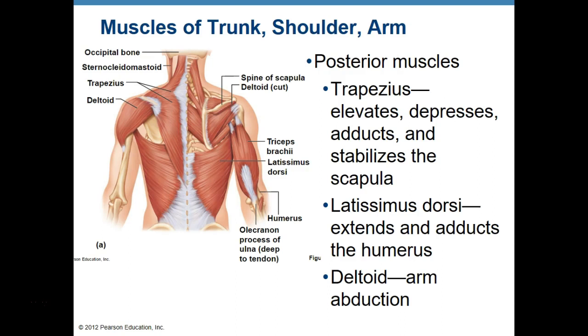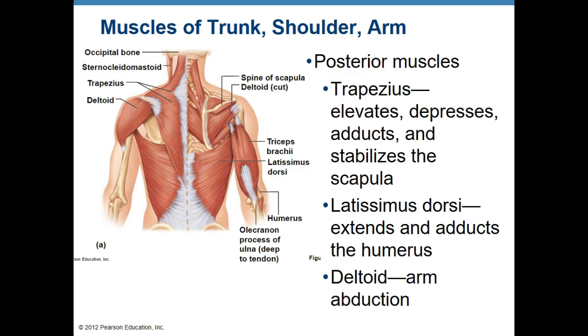So here are the muscles of the back and also some of the shoulder. So let's start first with the trapezius. The trapezius is kind of like a triangle-shaped muscle that goes down the back. It's going to elevate, depress, adduct, and stabilize the scapula. So it does a lot of different things.